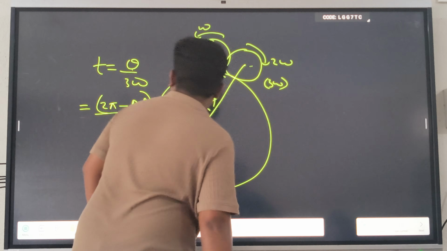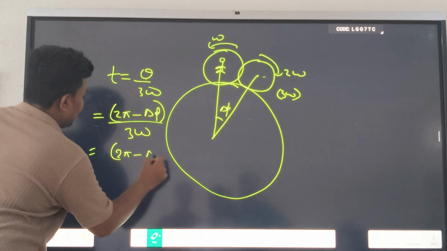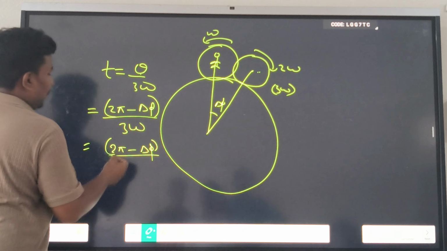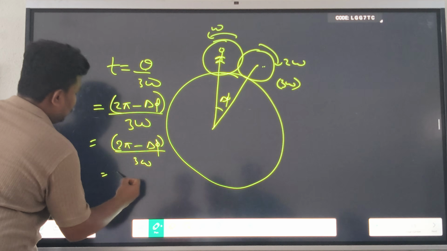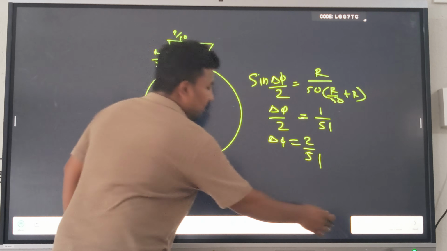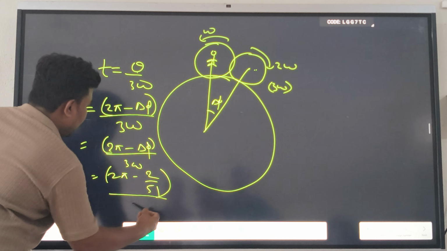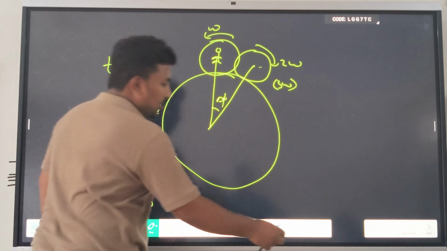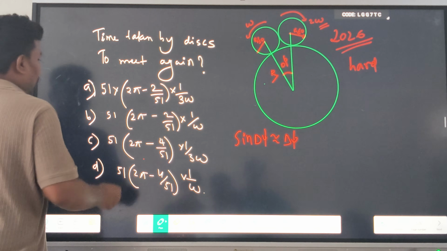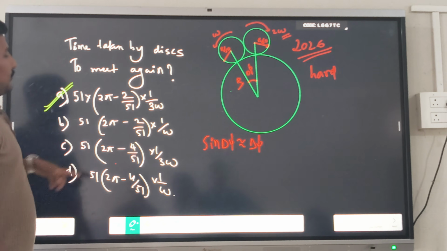So eventually my answer will be 2 pi minus delta phi divided by 3 omega, and we calculated delta phi as 2 by 51. So it is 2 pi minus 2 by 51, divided by 3 omega. Let's match this with the options. It goes with option A. So it comes out to be 51 times 2 pi minus 2 by 51, into 1 by 3 omega.